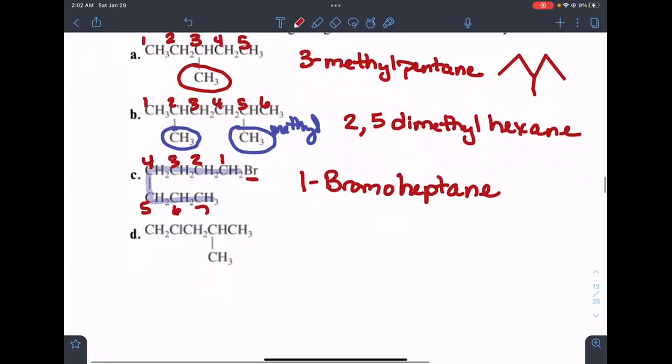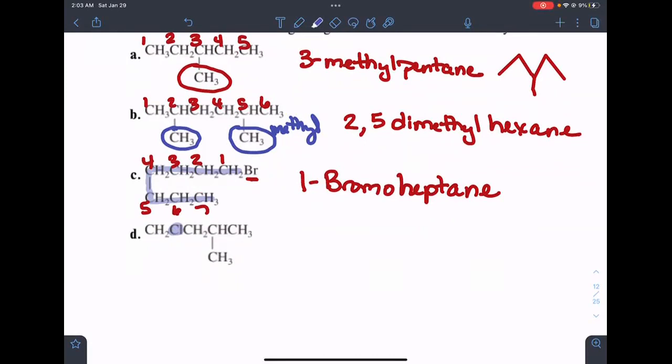Okay, look at D. Again, we look for that longest continuous chain that's going to give our substituents the lowest number possible, because I see that I have a chlorine here. And now I got to think about what's going to happen with that chlorine and what it's going to be attached to, and what else is going to be a substituent versus a main chain. I want my main chain to have the largest number of carbons possible.